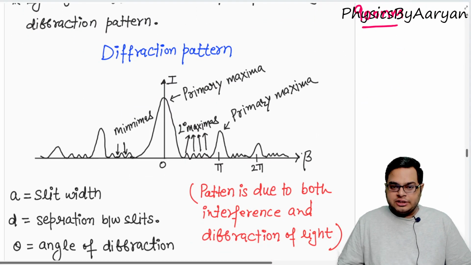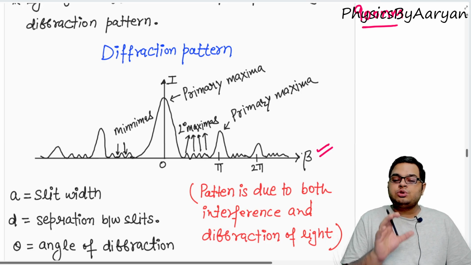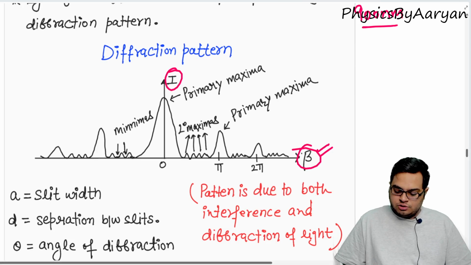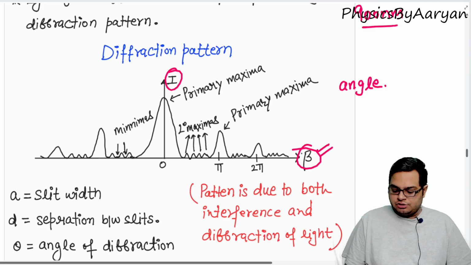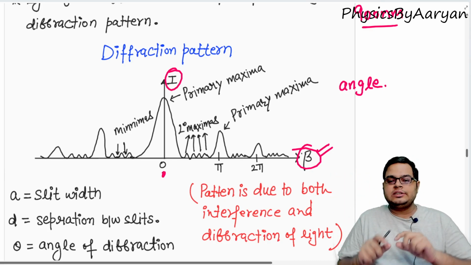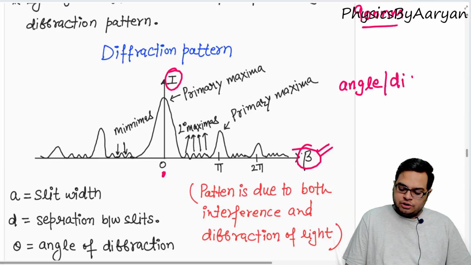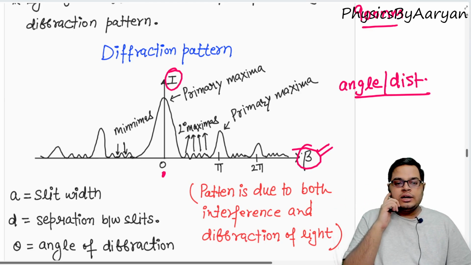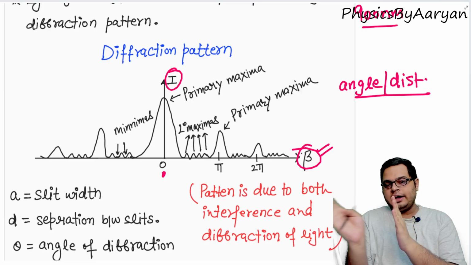The pattern of a diffraction grating is something like this. First of all, I will teach you to understand this pattern. So this is between I and beta. Beta in this case is an angle from the center of the screen. So let's say this is the center of the screen. As you keep on going away from the center, the angle keeps on increasing. So angle or distance, anything you can call it. We will officially define beta, but for now you can understand beta is basically a distance from the center of the screen or an angle from the center of the screen.